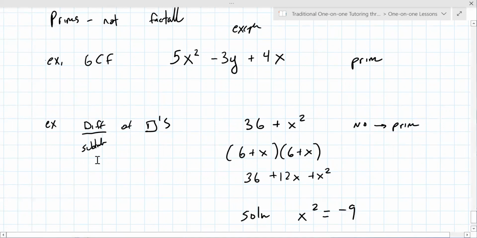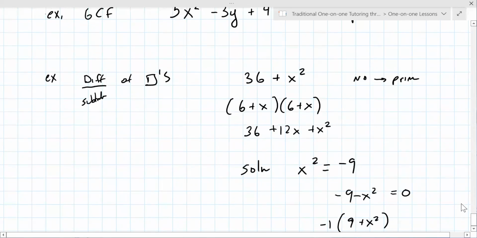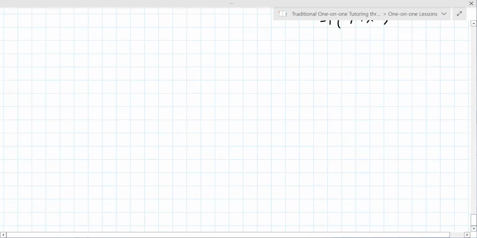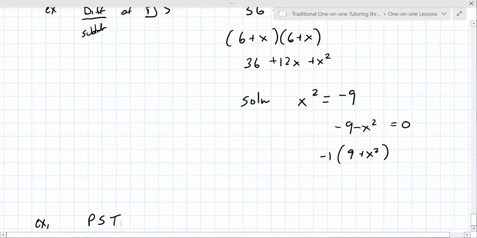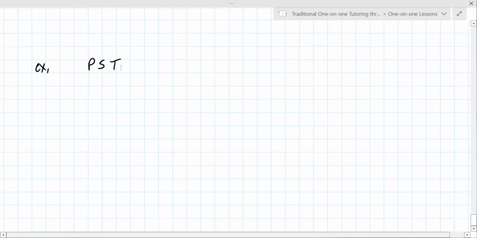So difference of squares. The difference means subtraction. If you don't see subtraction or you can't make it into subtraction, it's not difference of squares. Next, one that only applies if there are two terms, right? Yeah, because if it's three terms, then it's sometimes factorable.